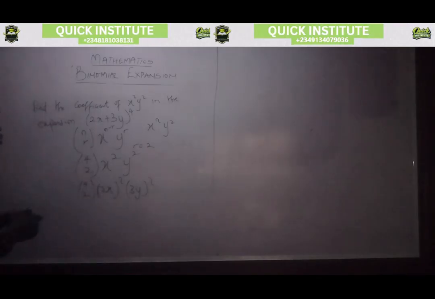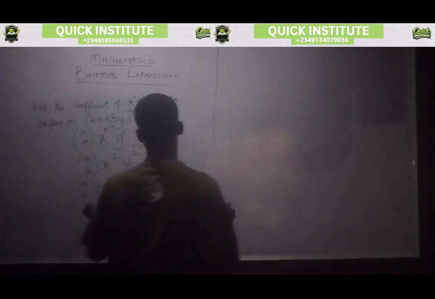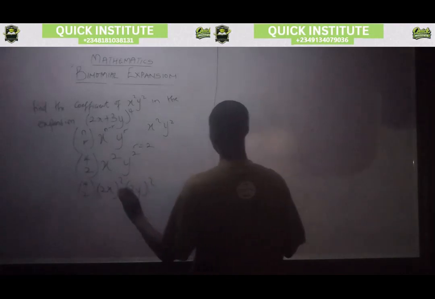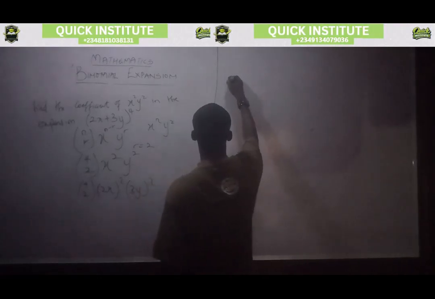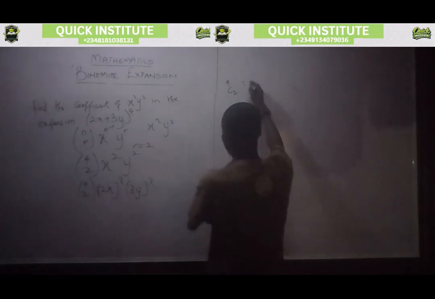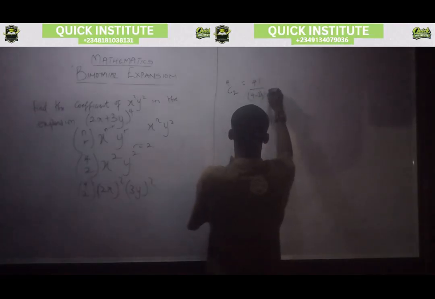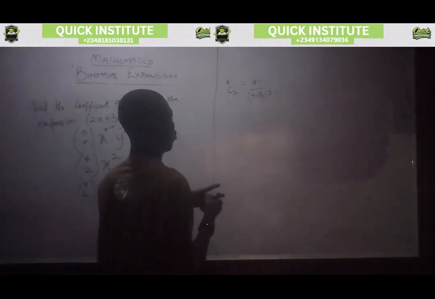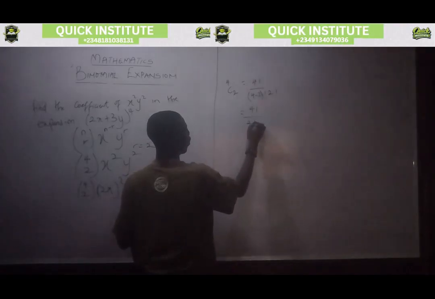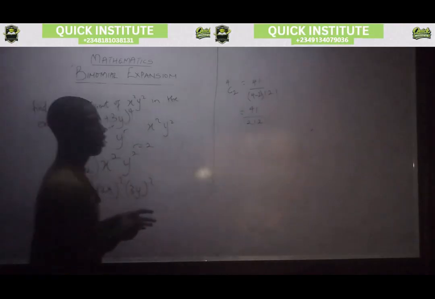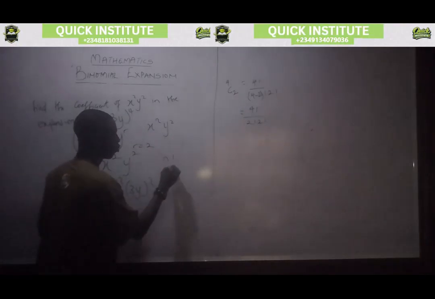So 4 combination 2. If they are talking about combination, this is how you are to solve combination. So the formula is 4 factorial over (4 minus 2) factorial times 2 factorial. So now you have 4 factorial over 2 factorial times 2 factorial.